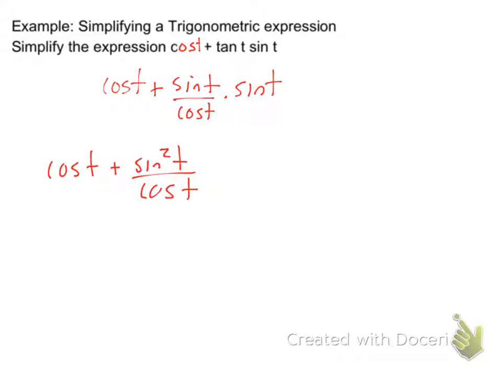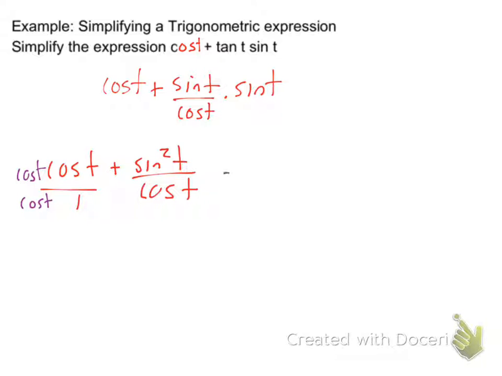I've got a fraction added to something. If I wanted to put those together, I have to have a common denominator. The denominator of cosine is a 1, so how can I fix that for us? Yeah, multiply top and bottom of the first fraction by cosine t. And I'll eventually have a common denominator.